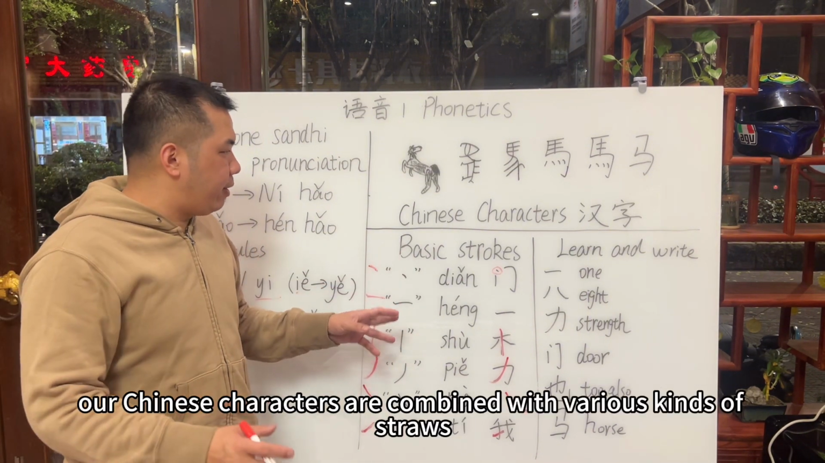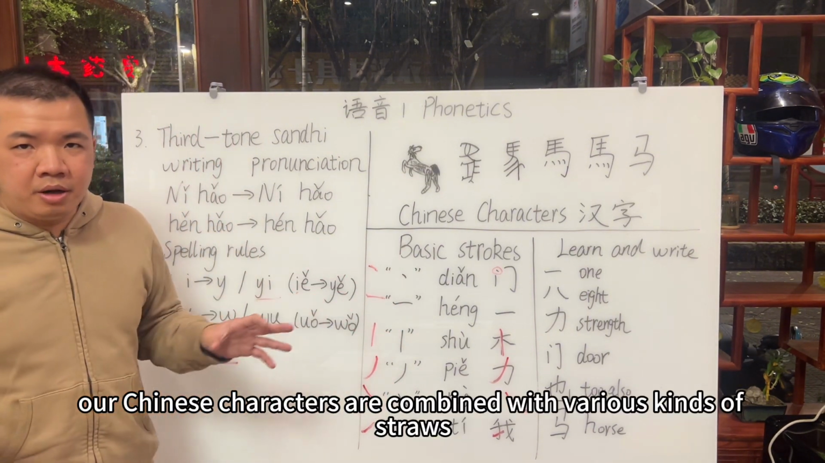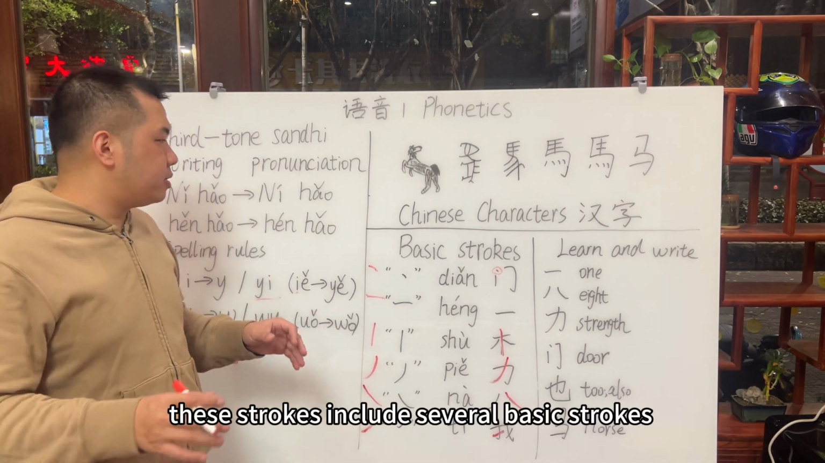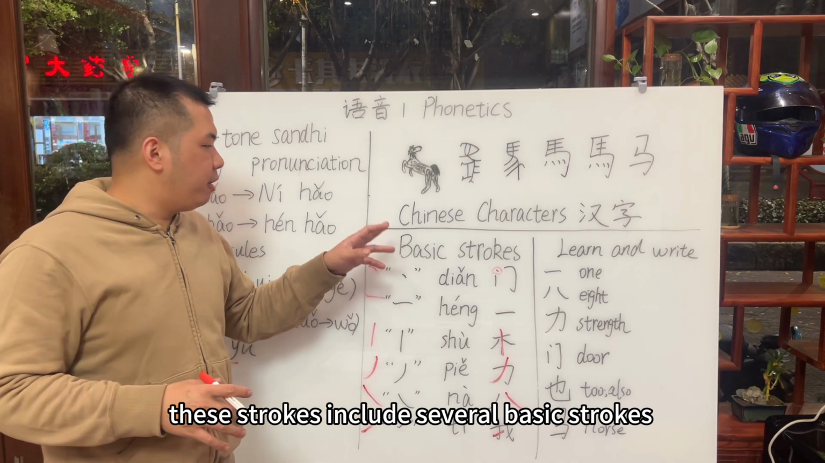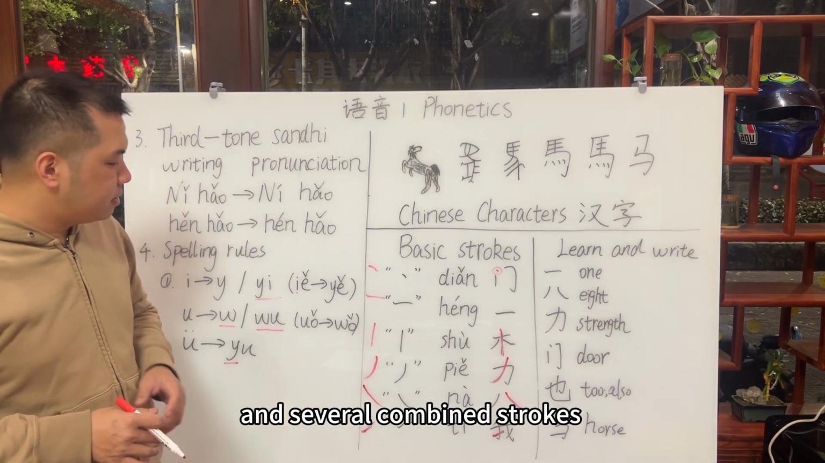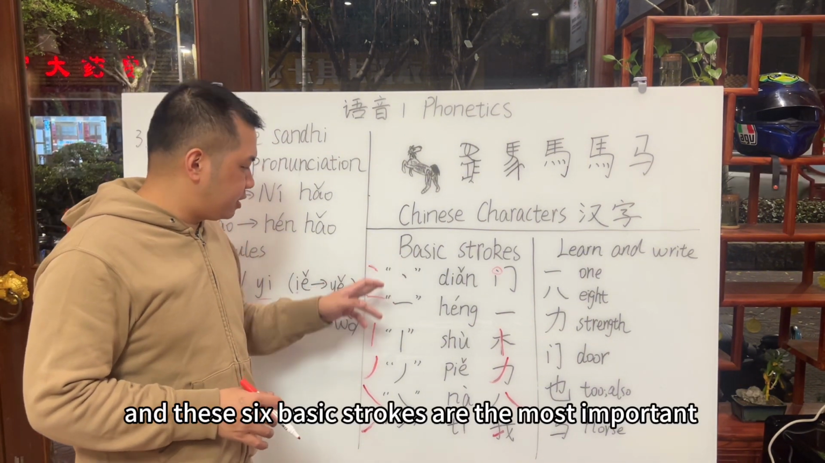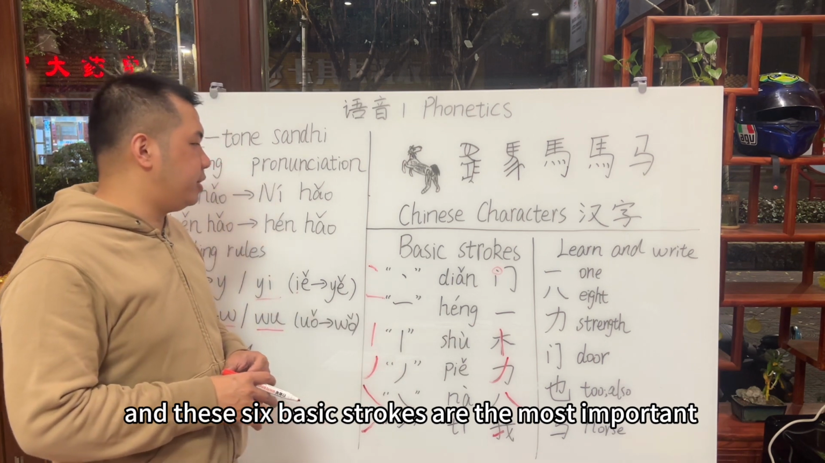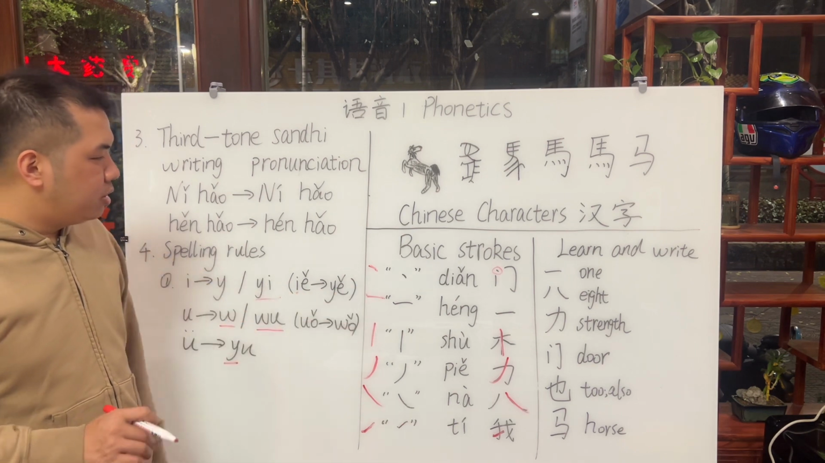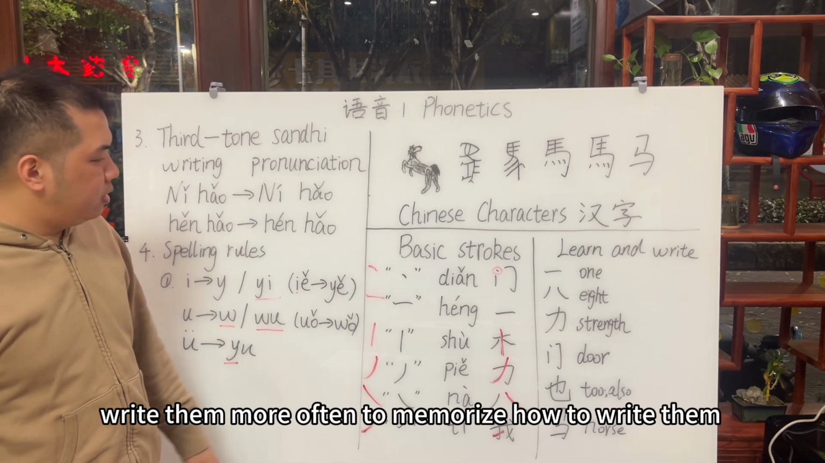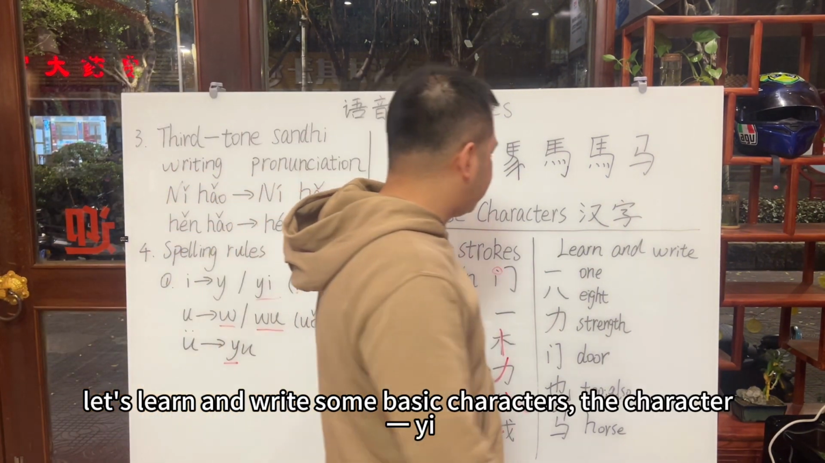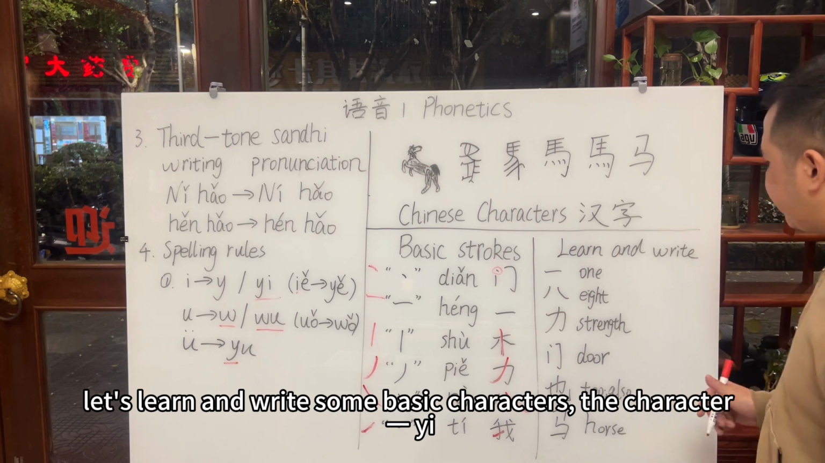Our Chinese characters are combined by various kinds of strokes. These strokes could include several basic strokes and several combined strokes. And these basic strokes are the most important. You need to memorize them well and learn how to write them more often to memorize how to write them. Now let's learn and write some basic characters.